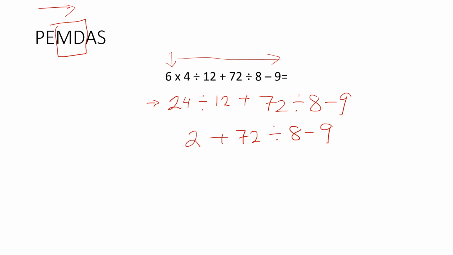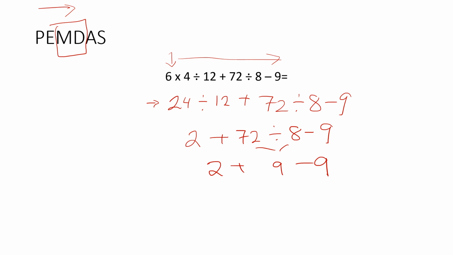Okay, next of our division problems is 72 divided by 8. So 72 divided by 8 will give us 9. So again, copy down the rest of your problem. 2 plus, now we've got 9 minus 9. Okay, we finished up all of our multiplication and division. Now we just have a bunch of addition and subtraction that we need to take care of. So we have 2 plus 9 minus 9.